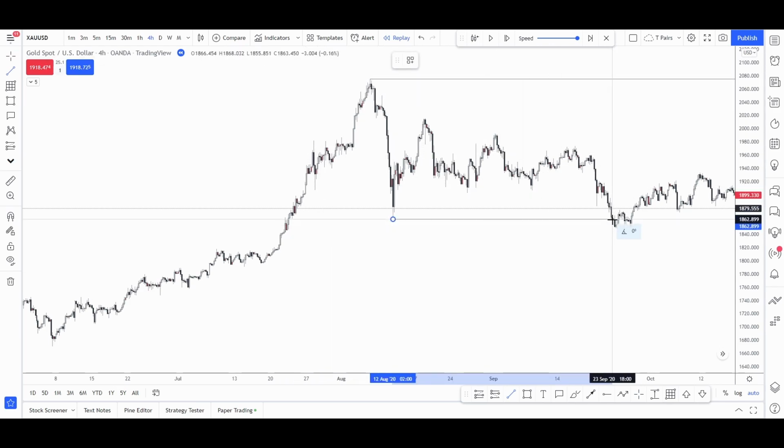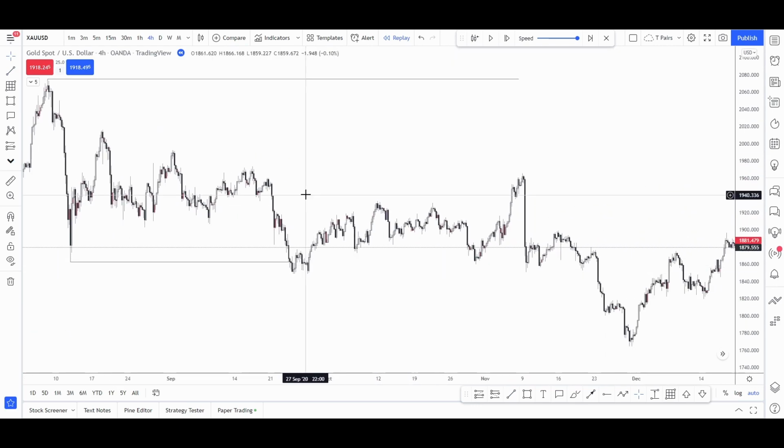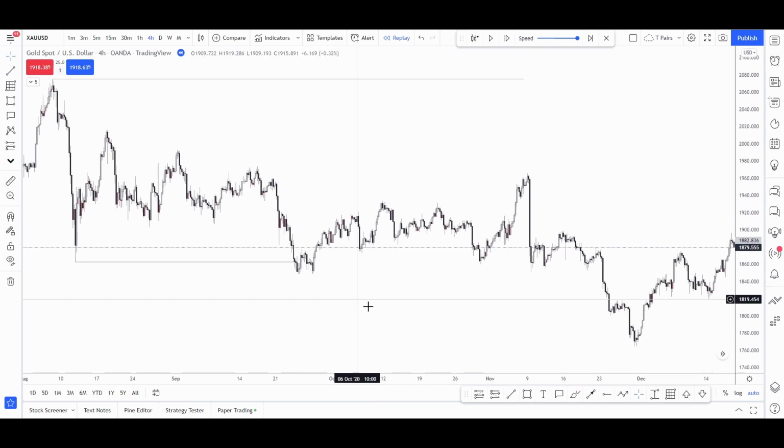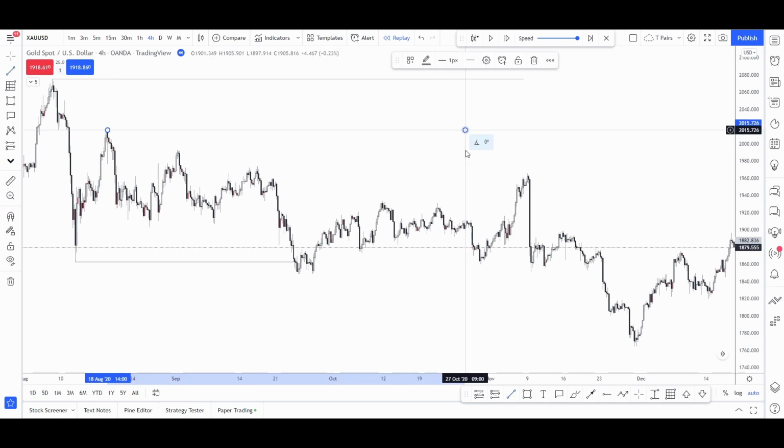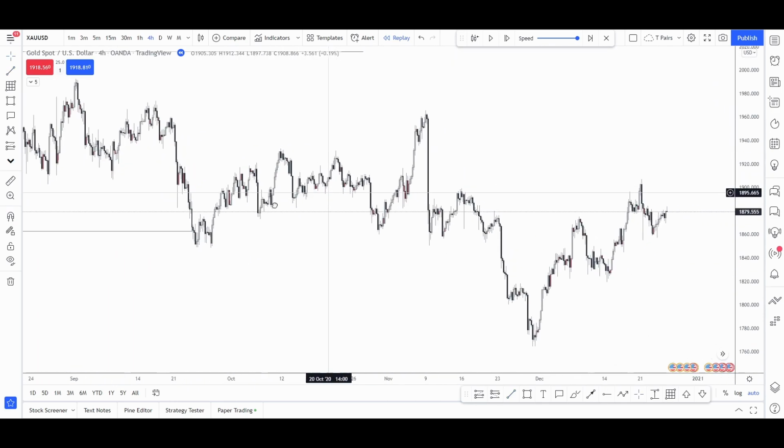Just going to mark a low. The low's been broken, so now what we're going to do is look between this low and find the nearest high between those two, which is this one. So that's an area of interest for the future.